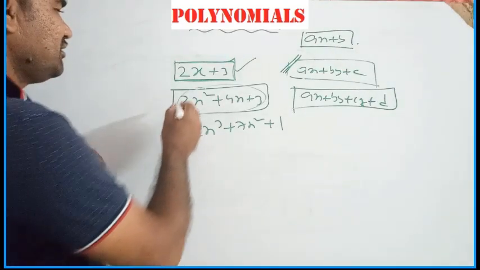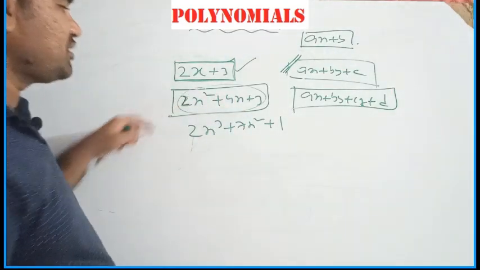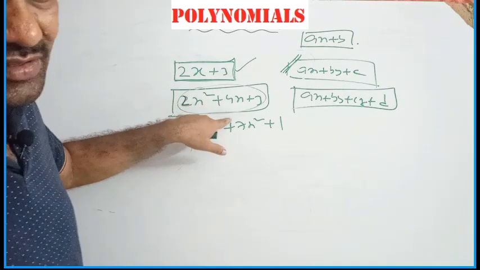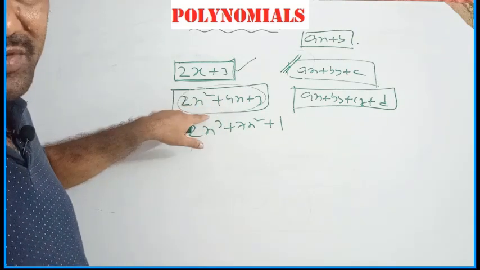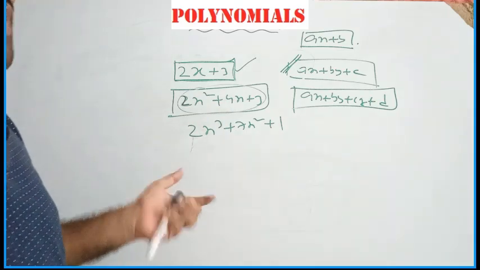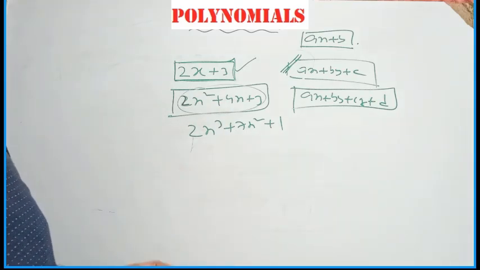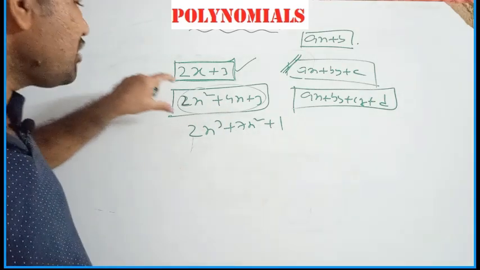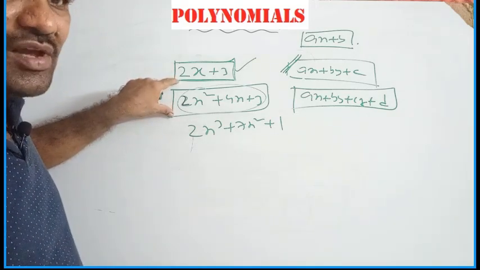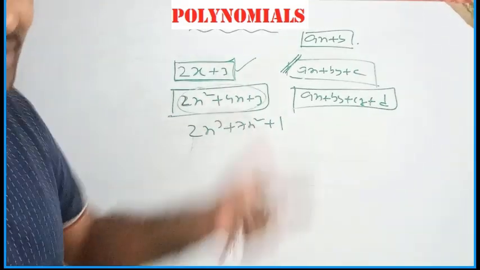Second degree, here see, 2x square plus 4x plus 3. This is a polynomial of second degree involving one variable. So any polynomial having second degree is called a quadratic polynomial. Or more generally, you can say that this is a second degree polynomial involving variable x. We should say it like that.